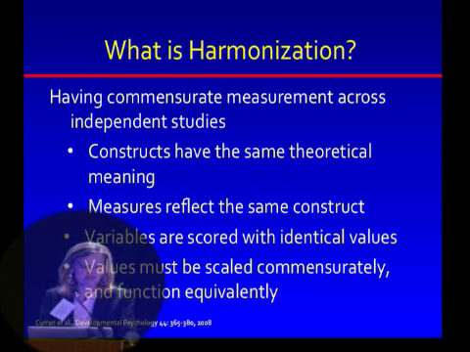Well, data harmonization is trying to come up with commensurate measurement across independent studies, which is really important. It's not a single large trial that's done in multiple sites. These are 12 independent studies, very different in certain ways and yet similar in other ways. For harmonization to take place, constructs have to have the same theoretical meaning, measures have to reflect the same construct, variables and scores have to be done identically, or there has to be some way for them to be done commensurately, and values must be scaled in a similar fashion and function equivalently.